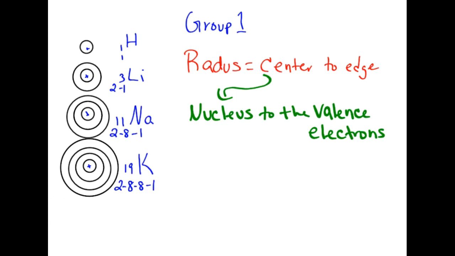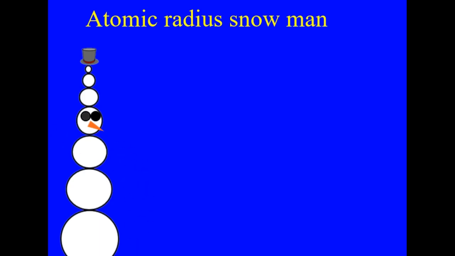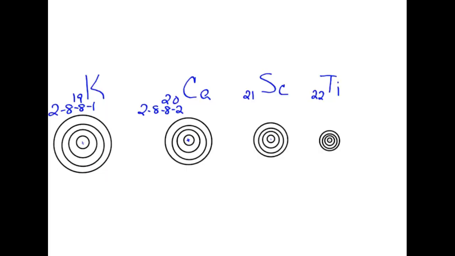And I'm going to remind you of the atomic radius snowman. As you go down, it kind of looks like a snowman. As you go left to right across a period, the radius decreases even though you have the same number of orbitals. This is due to an increased nuclear charge or an increased number of protons. So as the number of protons increases, they're going to pull on the electrons more, pulling them closer into the nucleus, therefore decreasing the radius.